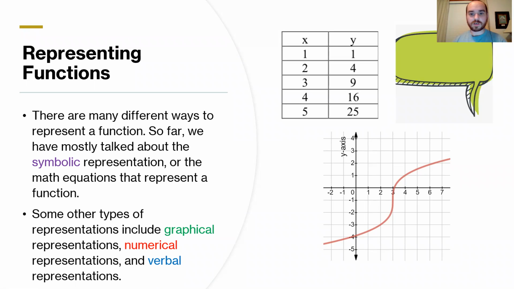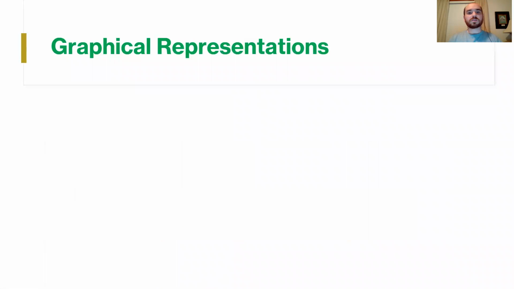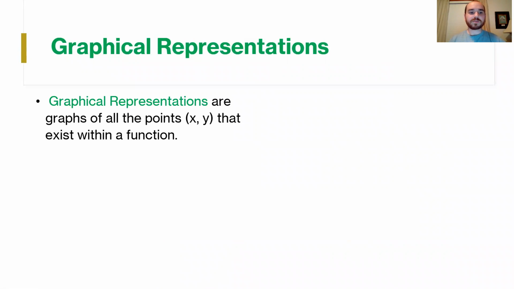Graphical ones, I'm sure you guys have all seen plenty of times. You will continue to work with them throughout this class. Numerical ones are helpful for making those graphs, and you've definitely seen tables of numbers as well. Verbal representations might be a little bit new, but they're generally speaking just a way of describing how the function works. We'll talk about it in a little bit more detail in just a minute. So graphical representations are the first ones we want to talk about. And graphical representations are just graphs that represent all of the points or coordinate pairs that exist within a function.